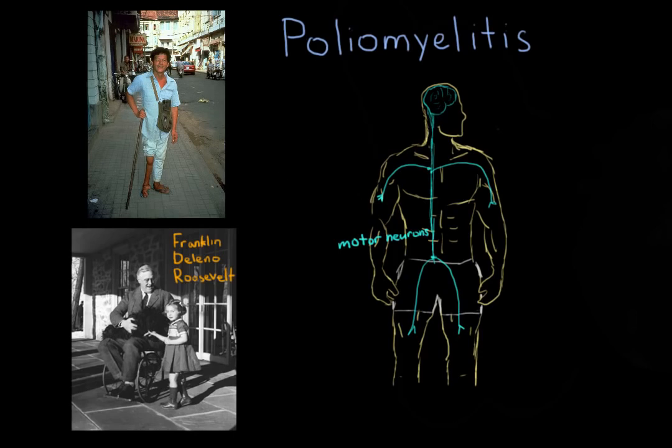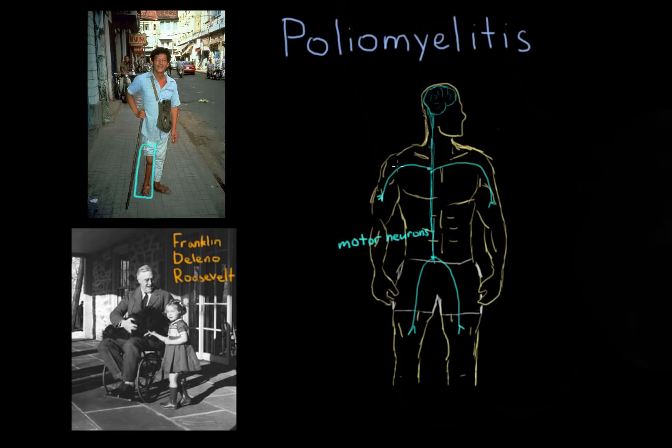As you can see over here, this man with the cane was afflicted by polio when he was younger and has faced the consequences of the motor neuron damage. His muscles in his right leg have atrophied, or in other words, they've lost their muscle tone and shriveled up, because without any input from the motor neurons, they just shrivel up.